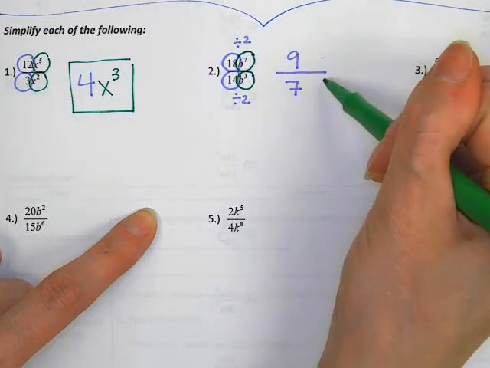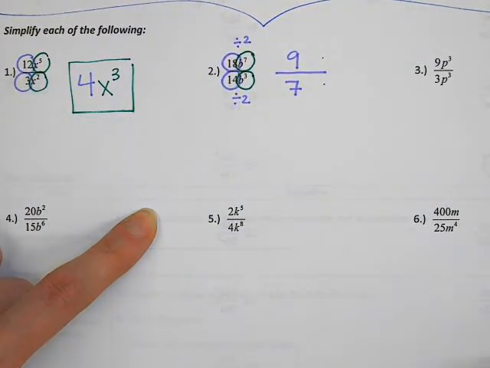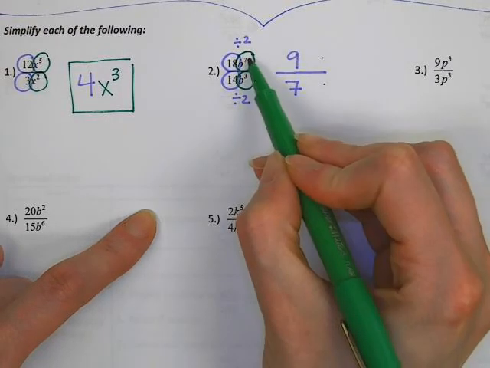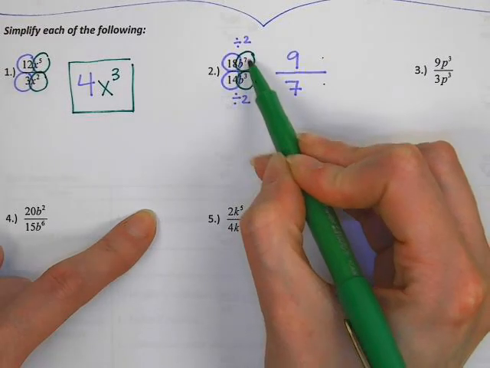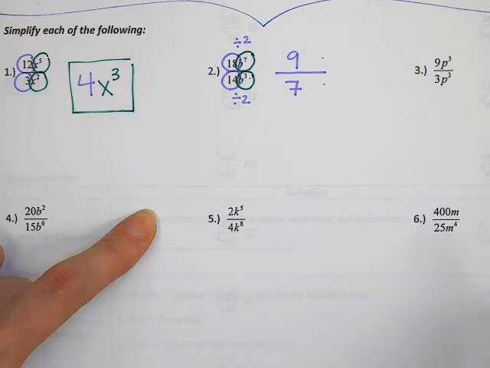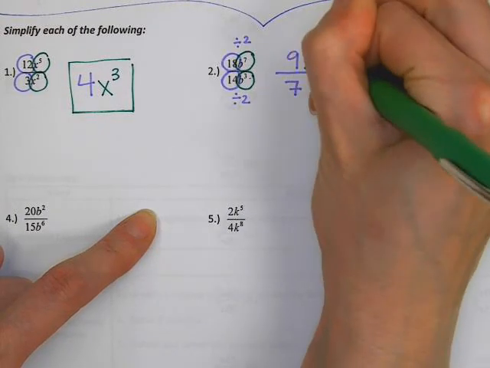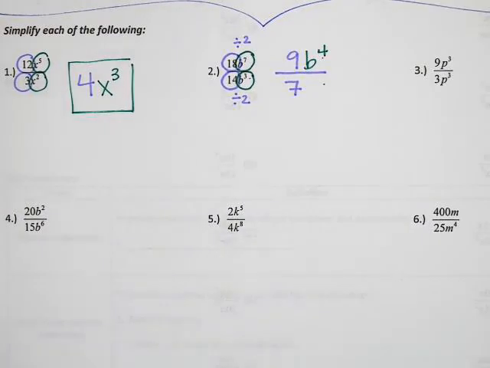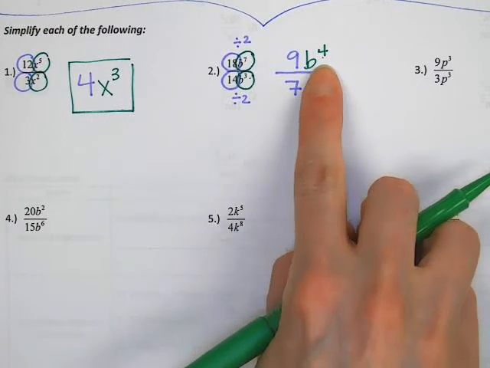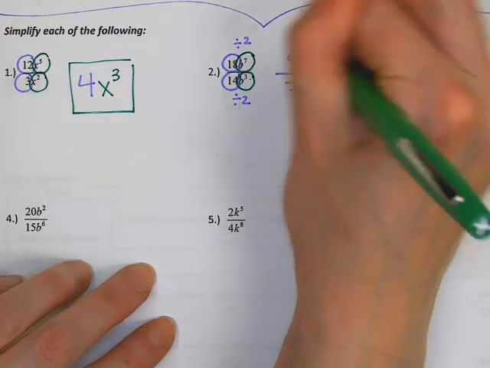Now the question is, where does it go? And here's a good rule of thumb. Whichever one is bigger, it's going to go there. So it's going to be b to the 4th. Okay, since 7 is bigger, the b to the 4th will stay on top.